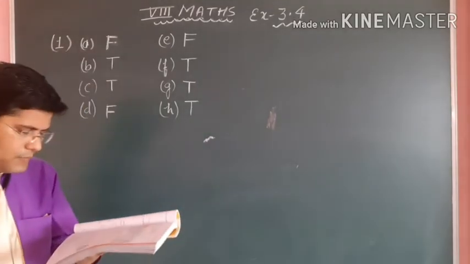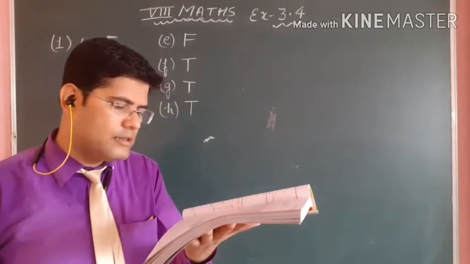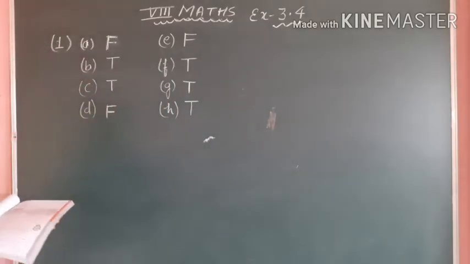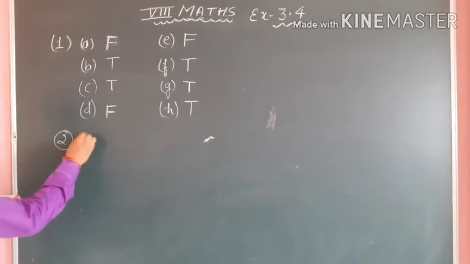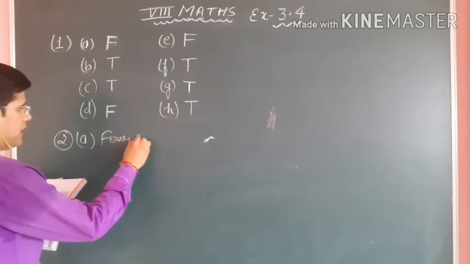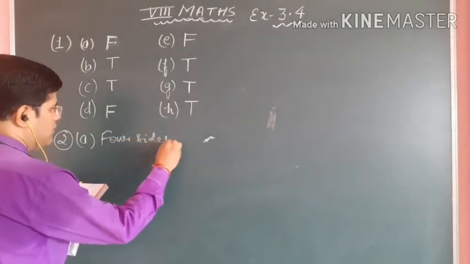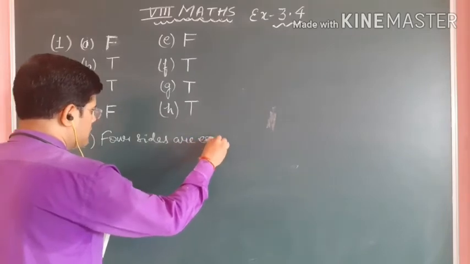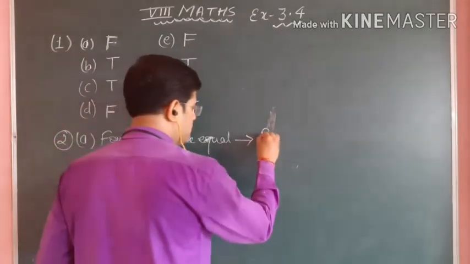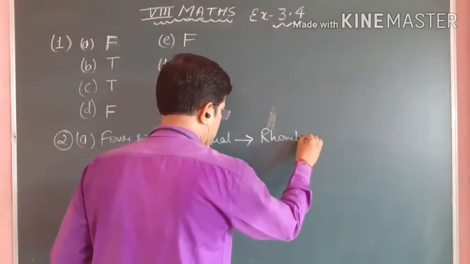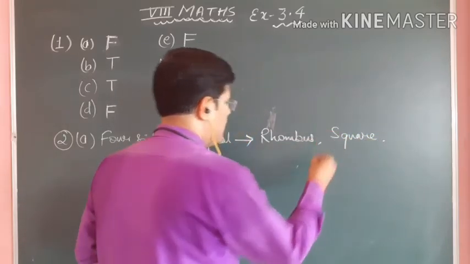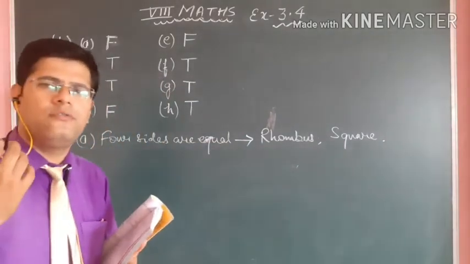now we move to the second sum. What is given? Identify all the quadrilaterals that have four sides of equal length. Two types of quadrilateral are given. The first one, four sides are equal, or we can say all sides are equal. In which quadrilateral are four sides equal? Rhombus and square. Here all four sides are equal.